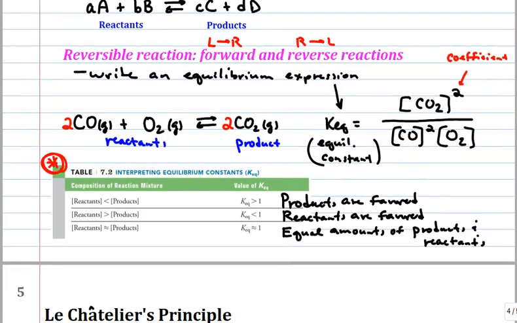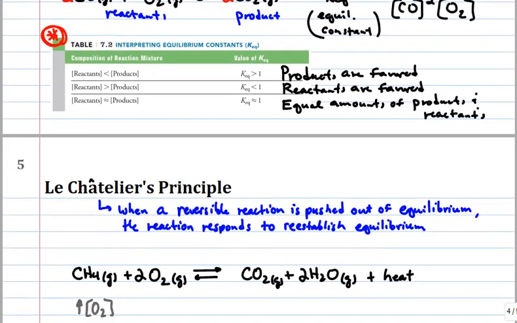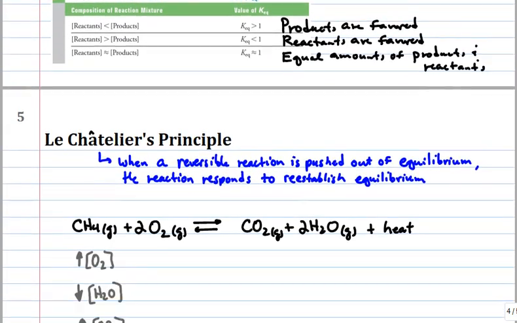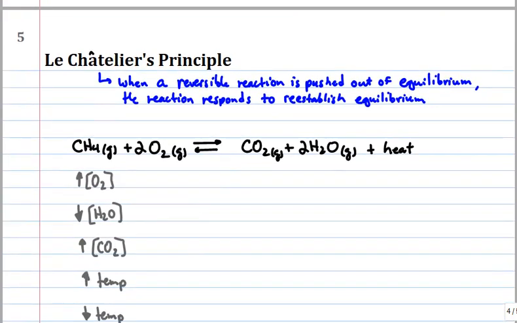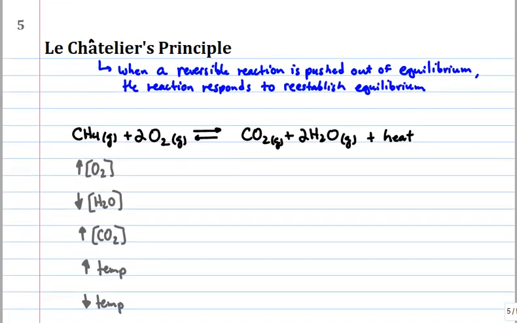The last thing we want to do in this video is talk about Le Châtelier's principle, and it has to do with reactions in equilibrium. So in Le Châtelier's principle, you have a reaction in equilibrium, and then you push it out of equilibrium, you perturb the equilibrium, you disturb the equilibrium by either adding something or taking something away.